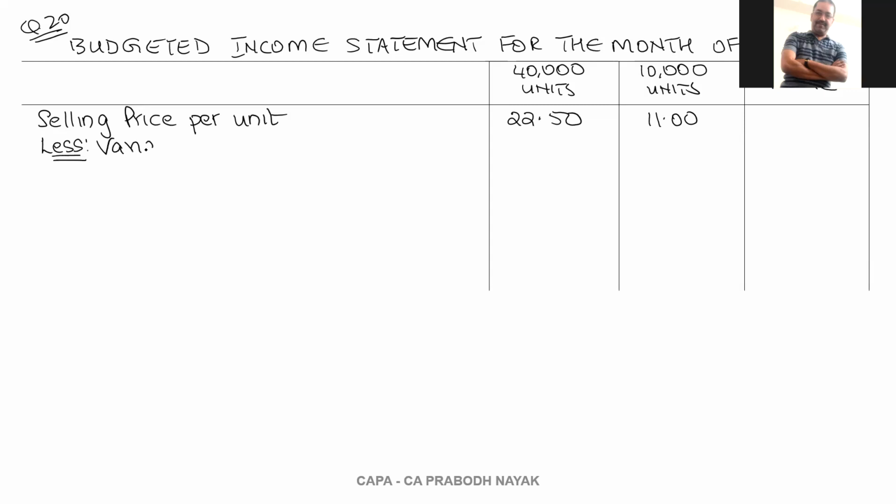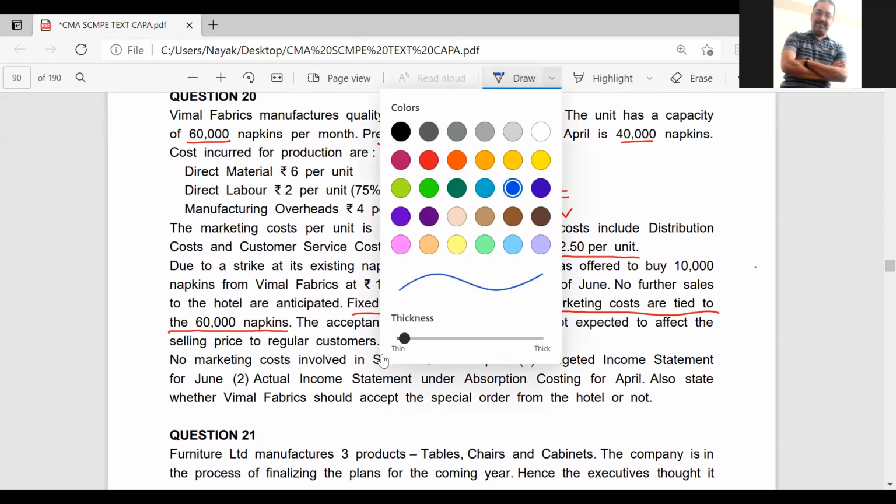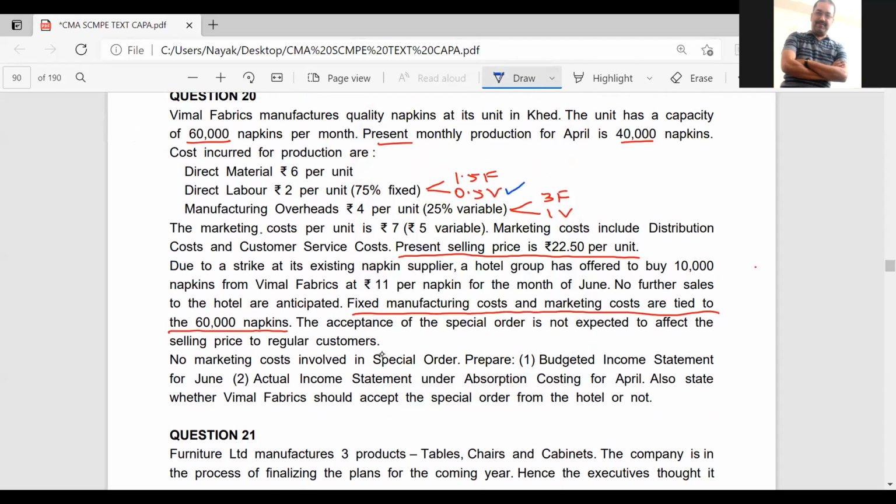Less variable cost per unit. What is the variable cost per unit now? This is variable cost 0.5 plus this one. What else? This 6 rupees material cost. So 7.5, and this 5 rupees, 12.5. Correct now? So variable cost per unit is 12.5.